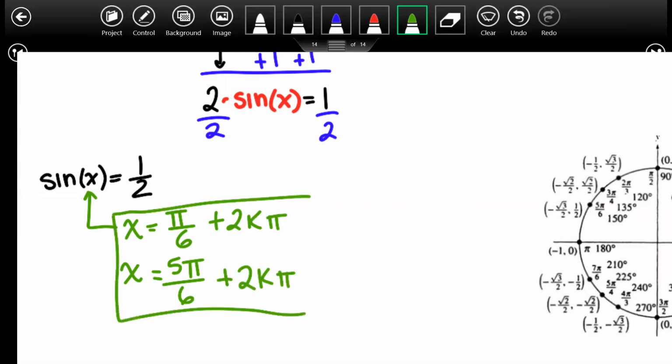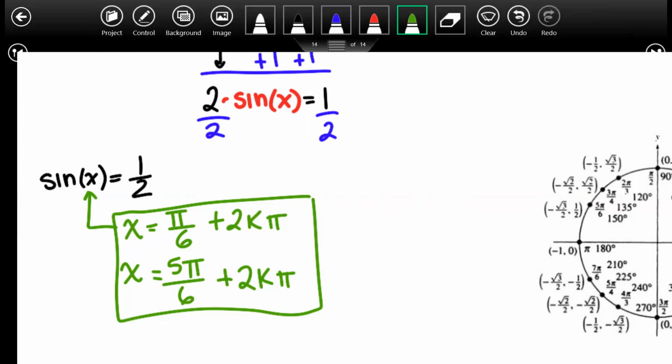You're always going to do that for sine and cosine, because one full rotation plus pi over 6 gives you that same coterminal point. So in actuality, we have infinitely many solutions for any value of k that's an integer, whether it be positive or negative. Make sense? That would be our answer.